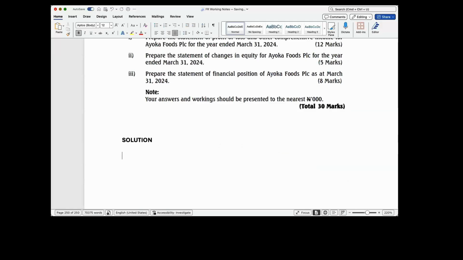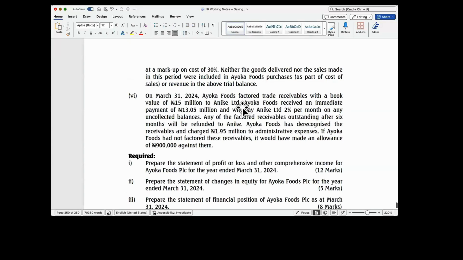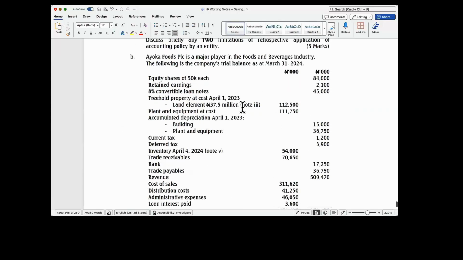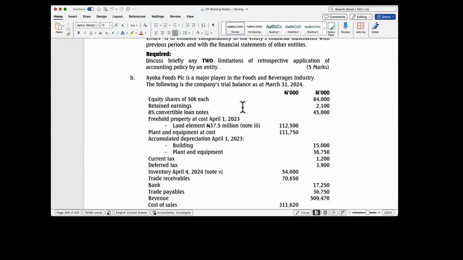So, additional information one, dividend paid. How much is the dividend paid? I'm told it's 5 kobo per share. So 5 kobo is equivalent to 0.05 per share. How many shares do I have? I think I explained that when I was scanning through my trial balance. It's the first item on the trial balance. The value is 84,000 and the nominal value is 50 kobo.